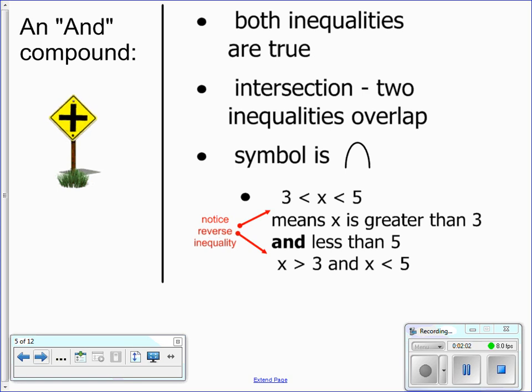So what this inequality says is 3 is less than x, which is less than 5. So that means that x is greater than 3 because 3 is less than x, and it's less than 5. So x is between 3 and 5. When you have the x in the middle, that means it's an and statement, and both inequalities need to be true.